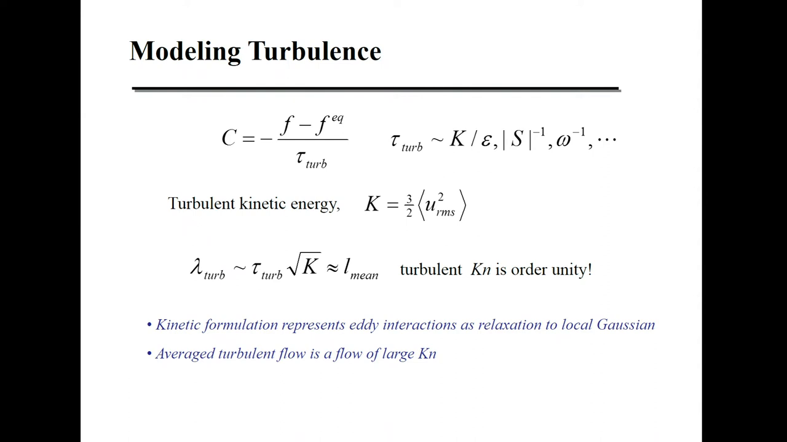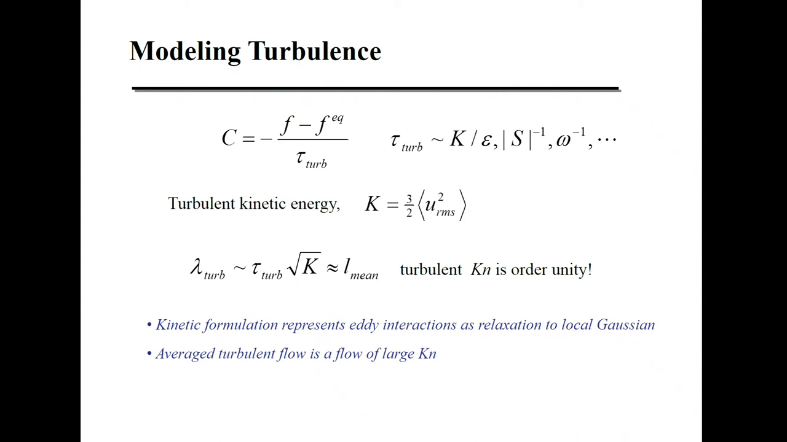Now look further at this collision operator. If we think of this collision time, which is once again to be further studied, there are some relevant time scales associated with the large-scale turbulent time. One is kinetic energy over epsilon, the inverse of the rate of strain, the inverse of vorticity, and so on, and their combinations. And the turbulent kinetic energy is nothing but the average of u_RMS squared. If you plug these quantities into the estimate for the effective turbulent mean free path, indeed you will find it is order unity.